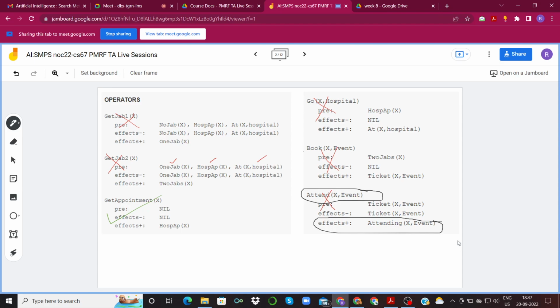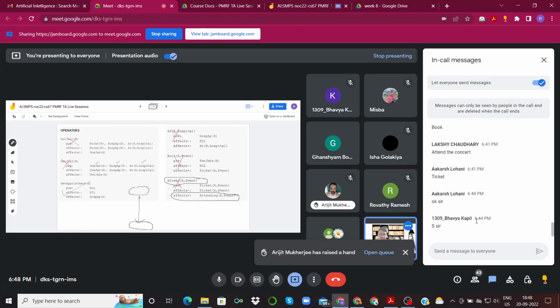Okay, so there is a difference between relevant action and applicable action. Definitely. Applicable action we are using in forward state space, and relevant we are using in backward state space. Exactly. Applicable action means whatever actions are applicable depending upon the precondition. Yes. Thank you, sir. Maybe you can also revisit the lectures just to confirm.